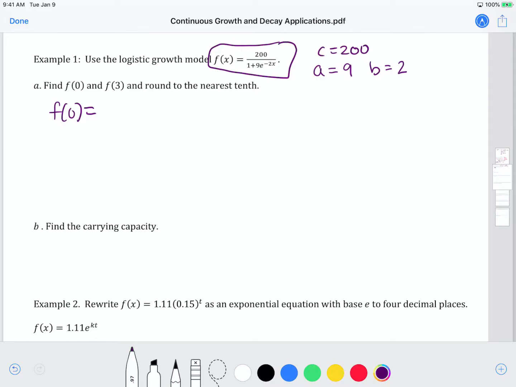If I plug in 0, that's going to give me 200 over 1 + 9e^(-2 · 0). When I take e to the power of 0, that's just 1. And then 1 times 9 is 9. And then when I add that to the 1, that gives me 10. So this big mess right here is equal to 10 because this is equal to 1. So I get 200 over 10, which gives me 20. Now I'm going to do this for f of 3.